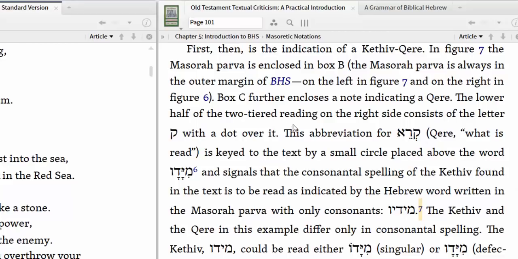What I have here is Brotzmann's brief introduction to Old Testament textual criticism, and he's talking in this section about the Kethiv Kare. Now, these are two terms that describe certain scribal habits, scribal techniques. Kethiv means what is written, Kare means what is to be read.